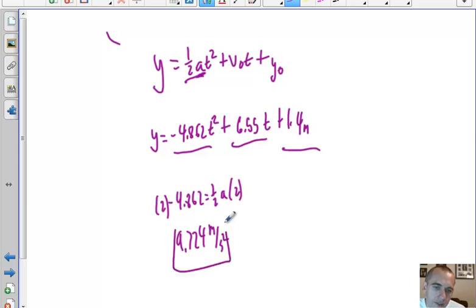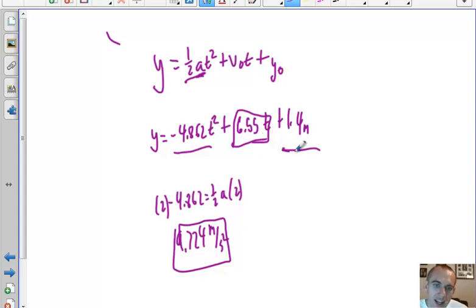So the acceleration according to this quadratic graph is 9.724 meters per second squared, which is what we expect, right? It's falling now. The only force acting on it in the y direction is gravity, so it is accelerating downwards at about negative 9.8 meters per second squared. But you'll notice we have this extra term in here. We have an initial velocity in the y direction, about 6.5 meters per second. So it was thrown pretty quickly.